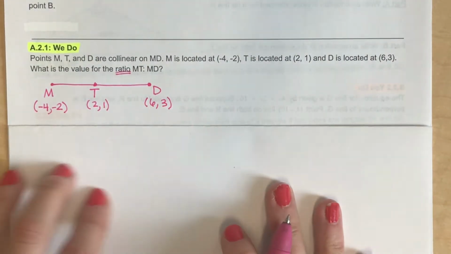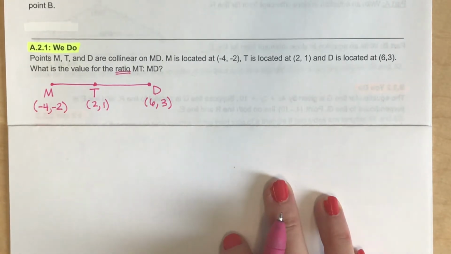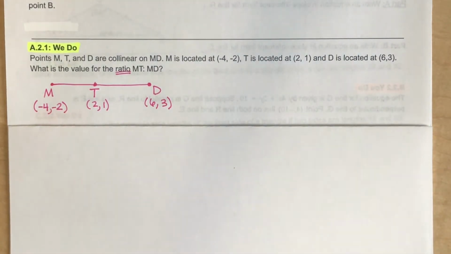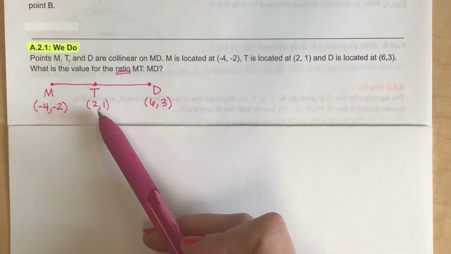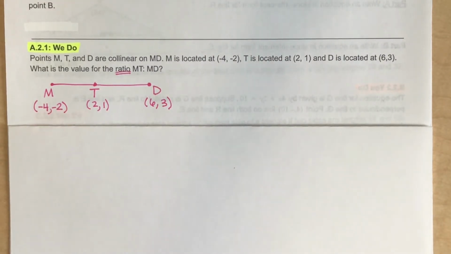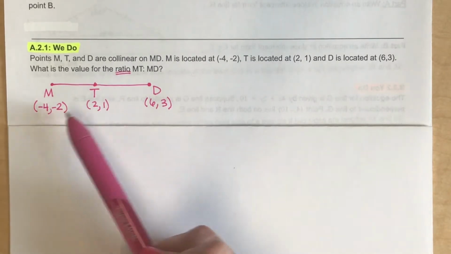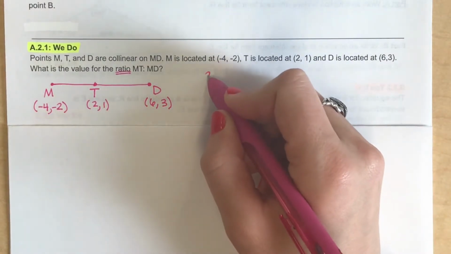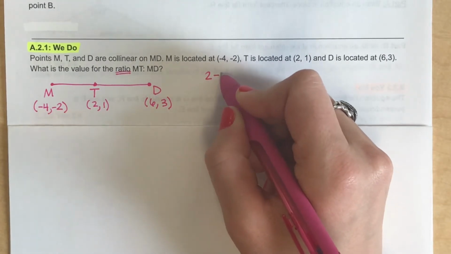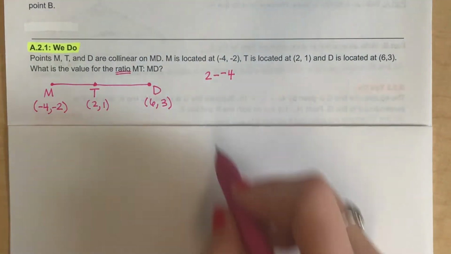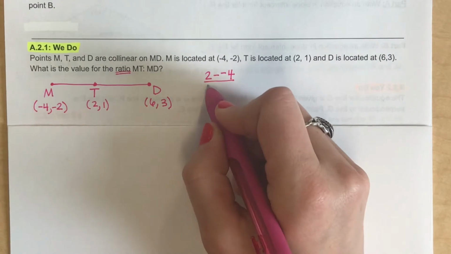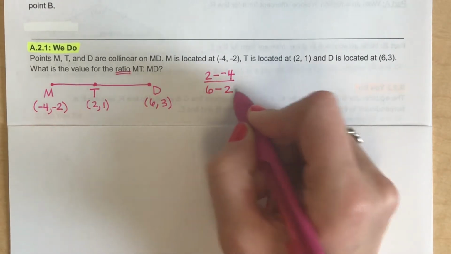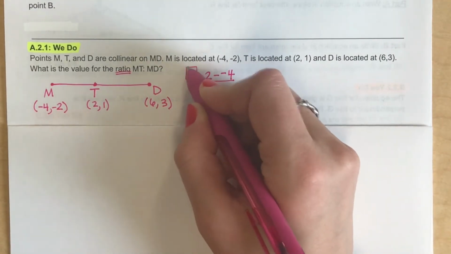Okay, so it asks me to find the ratio. So I'm still going to do the same thing I did in the last problem, except this time it's going to be a little bit easier. So I'm going to pick my X values, and you can actually pick your X or your Y values. It's whatever makes your heart happy. So I'm going to do middle minus first, last minus middle, and this is the X's is what I'm doing.